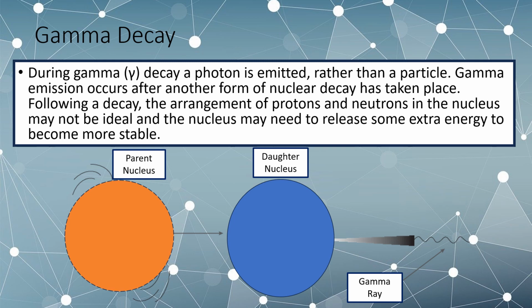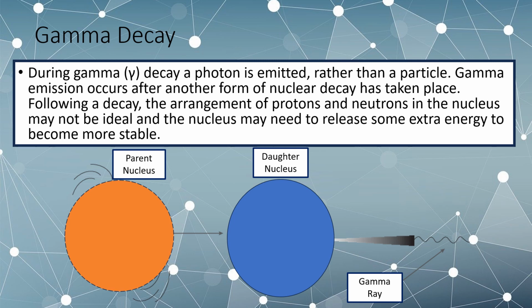Gamma decay, once again given the symbol gamma from the Greek alphabet, is unique when compared to alpha and beta, as rather than a particle, it emits a photon, or a wave of energy. Gamma emission occurs after another form of nuclear decay has taken place most of the time, as following a decay, the arrangement of protons and neutrons in the nucleus of an atom may not be ideal and still be unstable.